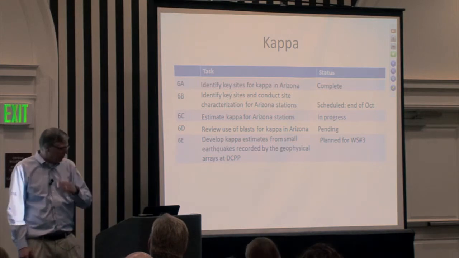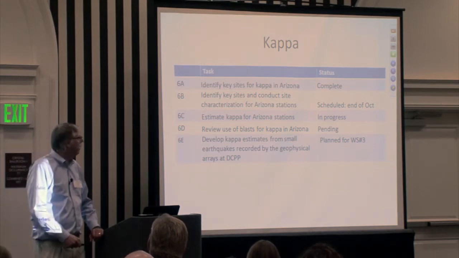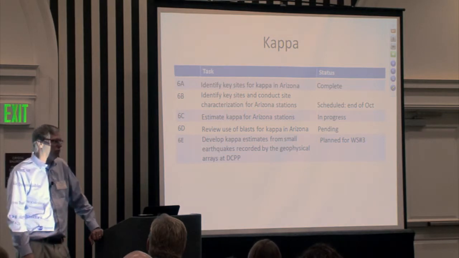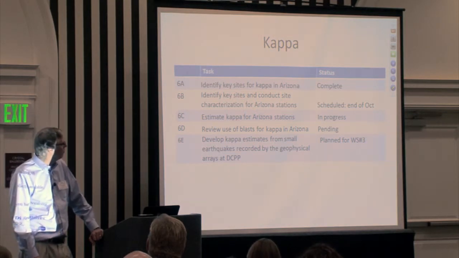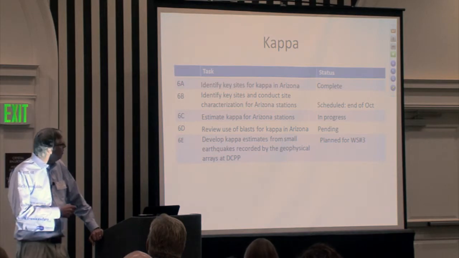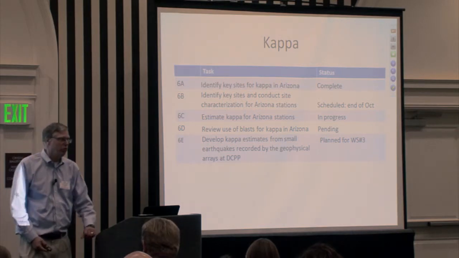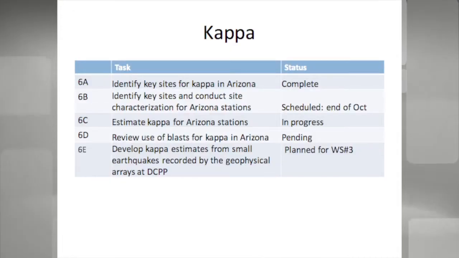So Kappa is another big topic for us, and this Kappa is an issue for both Arizona, for both Palo Verde and Diablo Canyon. You'll see there's more here in Arizona of issues that we're talking about. First, we were looking at what sites could we use to identify Kappa, so we picked 9 sites, I think, is that correct, that we're looking at, of not strong motion sites, but broadband sites.